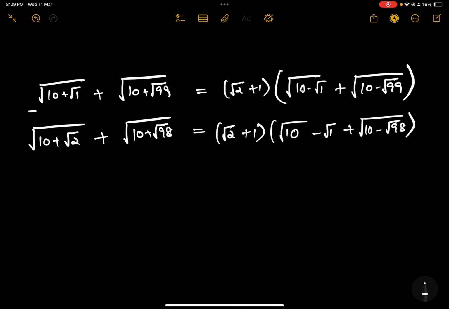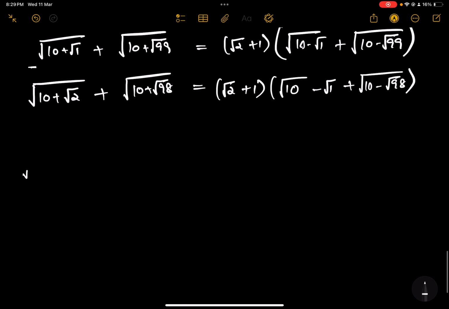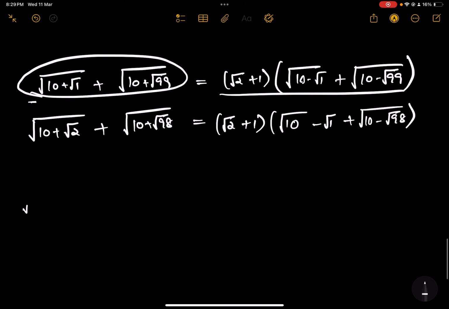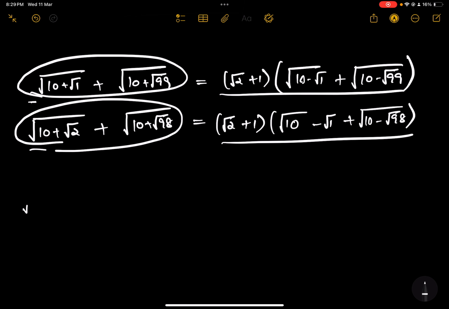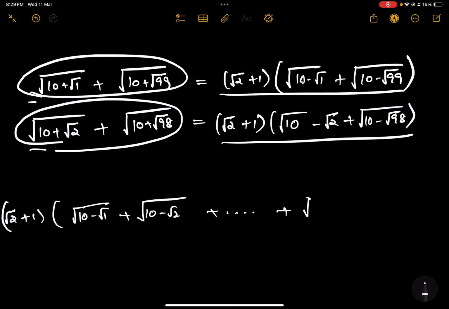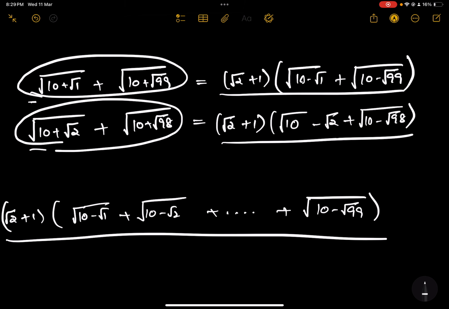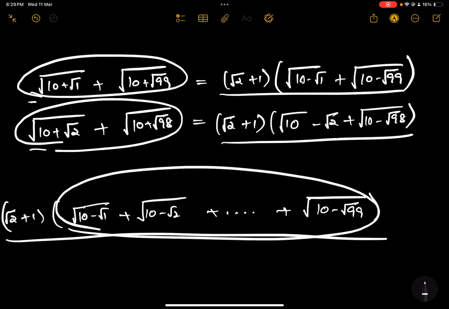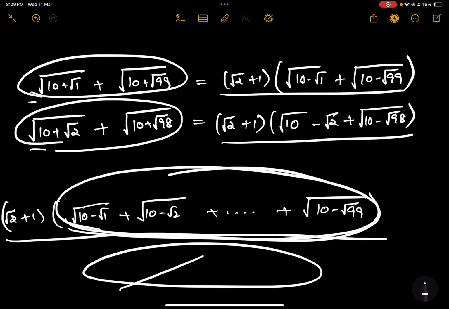So therefore, in the numerator, this term can be replaced with this particular thing, and this term can be replaced with this particular thing. So what you will have essentially at the end is root 2 plus 1 times of root of 10 minus root 1 plus root of 10 minus root 2 plus and so on plus root of 10 minus root 99. This is what you will end up getting in the numerator. And in the denominator, you have the same thing. This thing is present in the denominator as well. So these two will get cancelled.